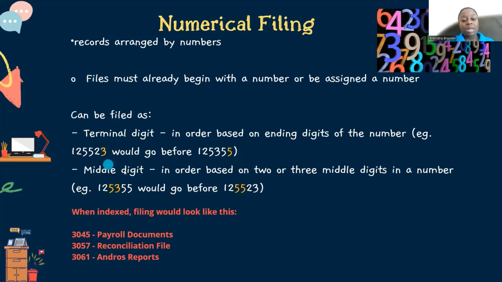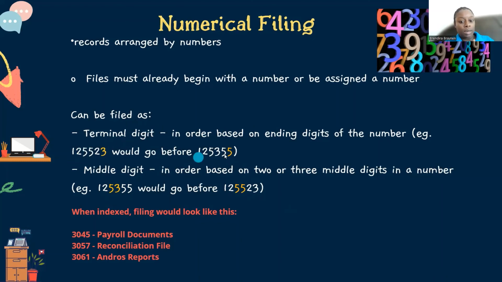Middle digit, we use that when we're trying to place things in order based on the middle digits of the numbers themselves. So we disregard what happens at the end, and we look at the 2 or 3 middle digits in the number. So in this case, the middle digits are 5 and 3, and here it's 5 and 5. So if I'm putting them in ascending order, this file is going to go before this particular file, okay? And so some companies find it useful to use these other methods of filing, but when it comes to numeric filing, an easy way to go is just starting with the first number.